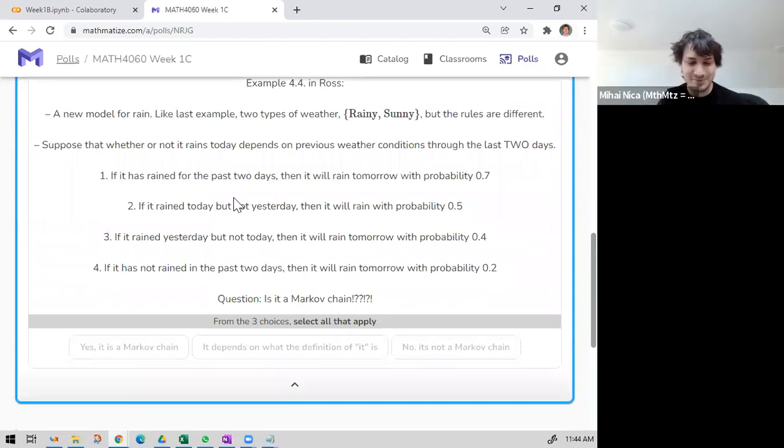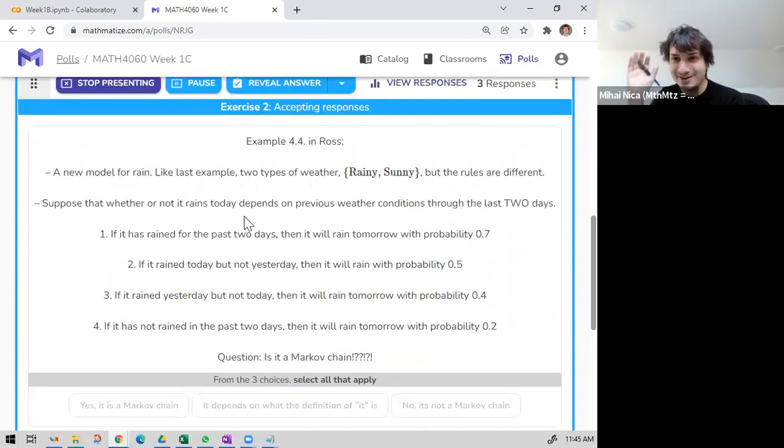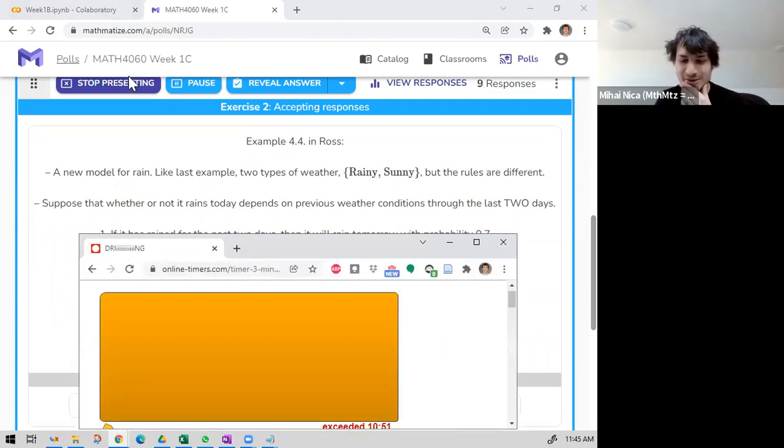It can be different than last time. It can be the same. Yes, no, or it depends. Those are your possible answers. You don't need to think too deeply about it. Just go with your gut. Remember what a Markov chain is. Try to imagine, is this thing a Markov chain? Maybe I'll start a timer for 1 minute.